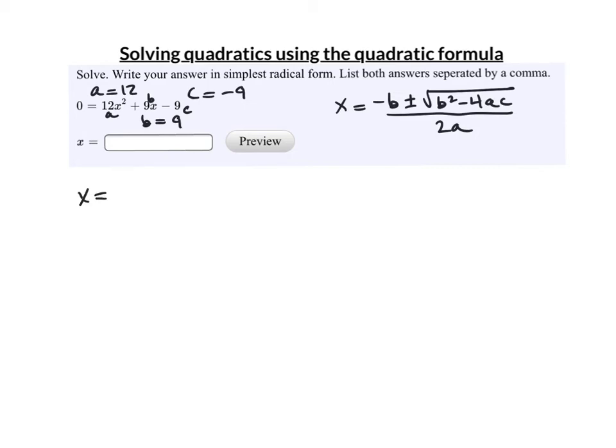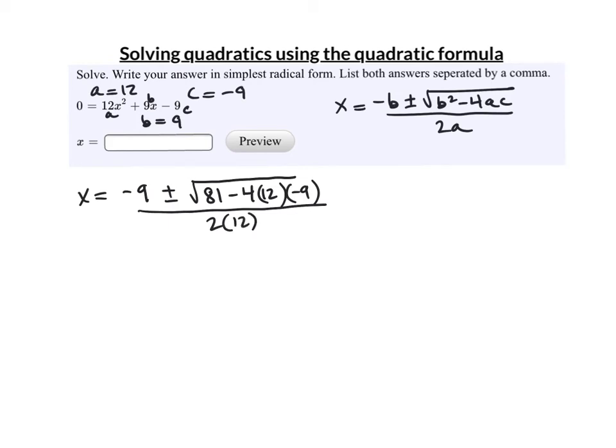So x equals, the opposite of b is negative 9 plus or minus b squared, which is 81, minus 4 times a times c, that's 12 times negative 9, all over 2 times a, 2 times 12. So this is negative 9 plus or minus the square root of 81. And just like the last one, we've got a negative here and a negative here. Two negatives are going to make a positive. So this will be plus.